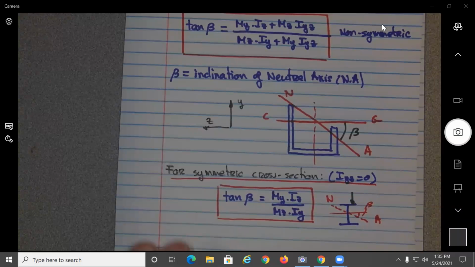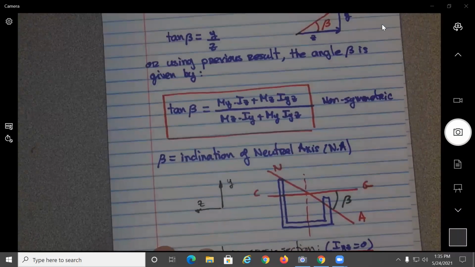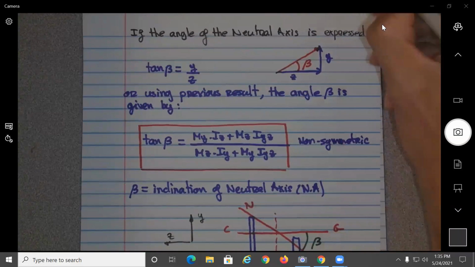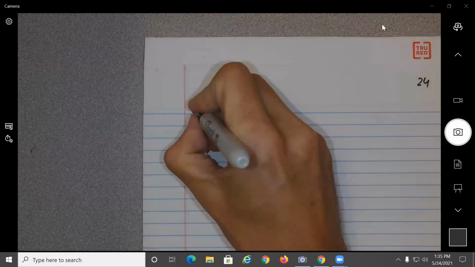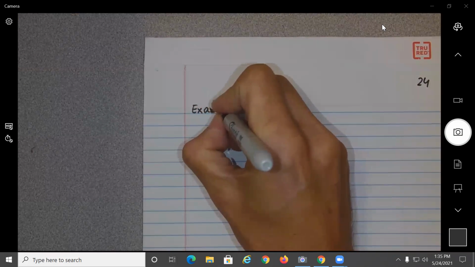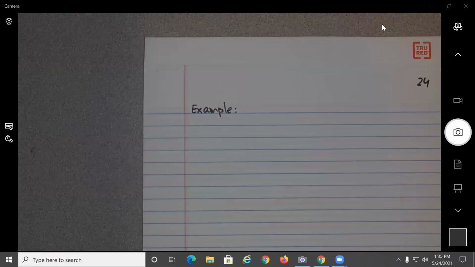All right, so let's try to do an example here. So the black is almost gone, so I'm going to start using the blue a lot more. That's cool. So, example.